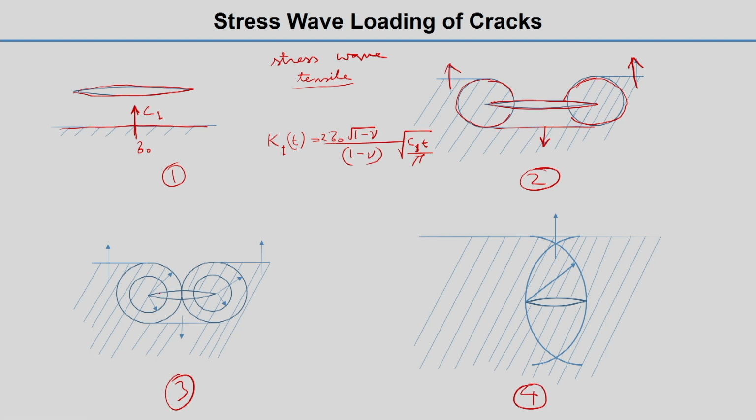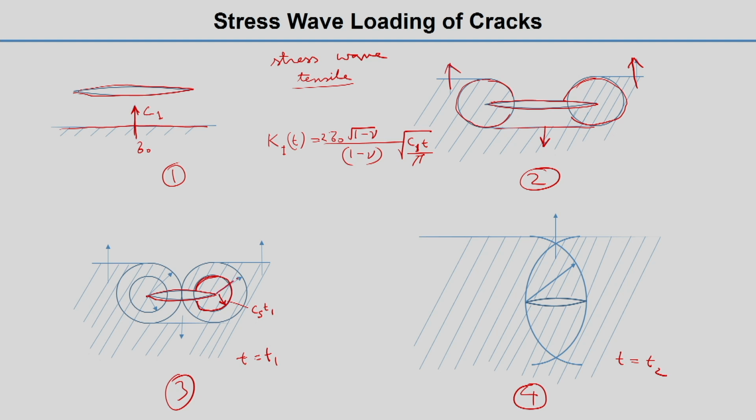What happens is we have this crack here, and then there will be stresses, longitudinal and shear waves, radiating from this crack tip. Let's say this one is a shear wave, which we can write as CS, or CS multiplied by the time, which is T equal to T1 here and T equal to T2 in this case.